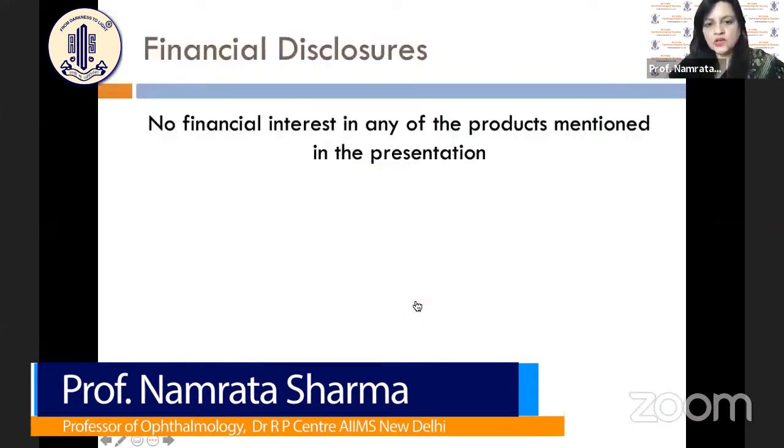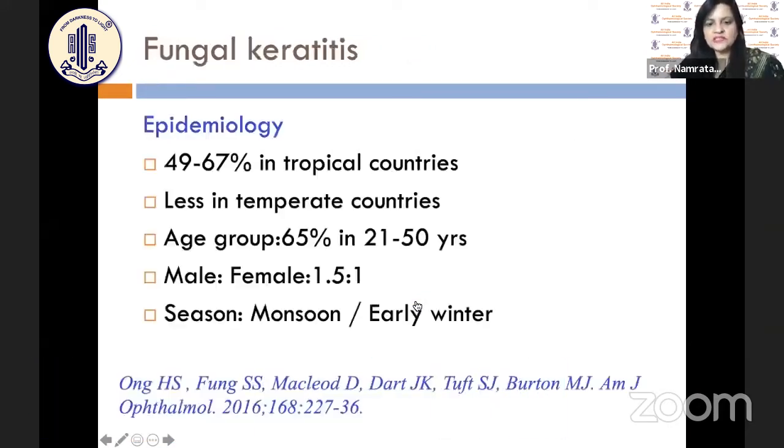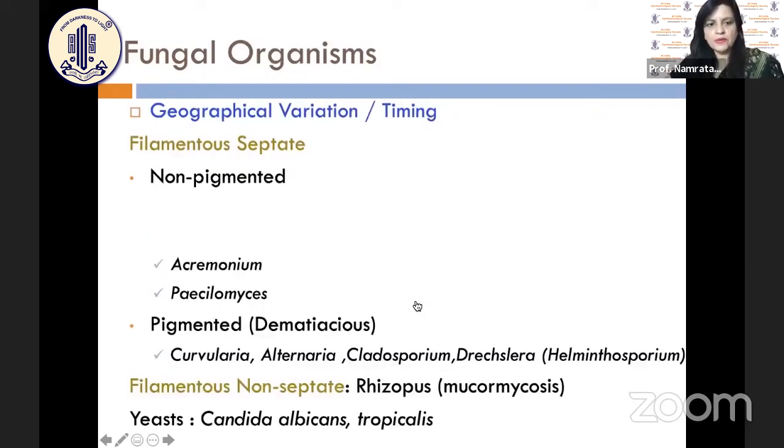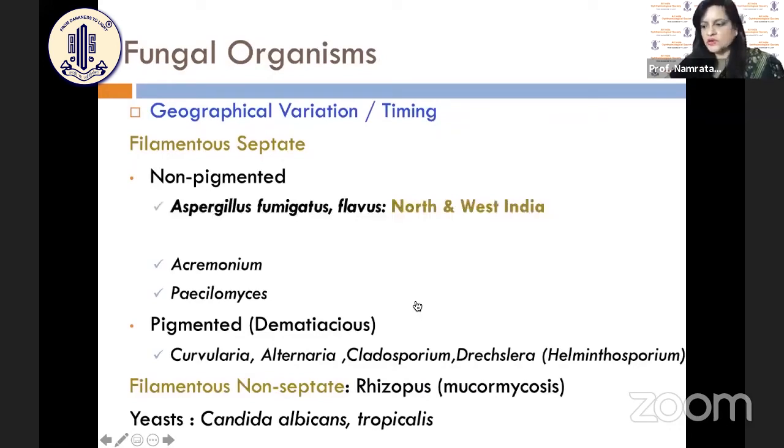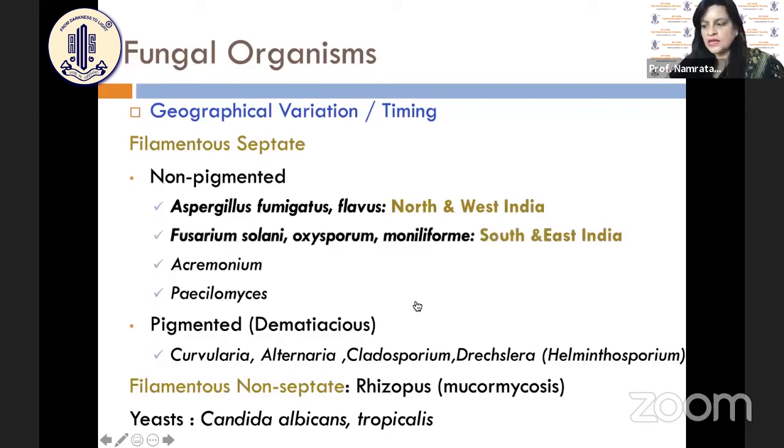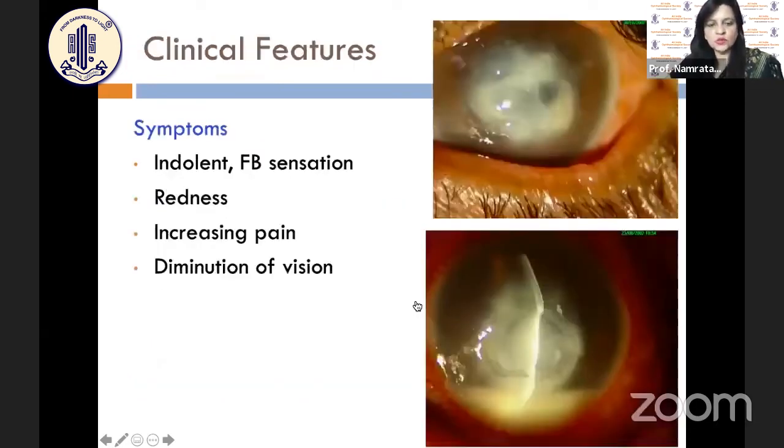There are no financial or proprietary interests in any of the products mentioned in this presentation, and it does become important for us because almost half our cases are fungal in etiology. It is important again where you're sitting. So if you're in northwest India, Aspergillus is most common, and if you're in southeast India, then it is Fusarium which is most common.